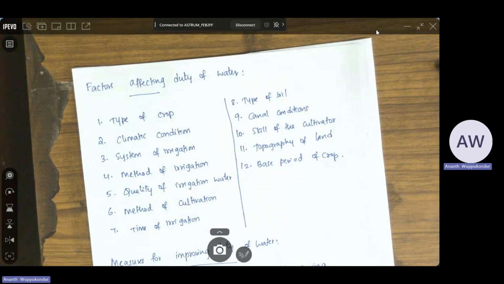The percolation of water can change with the type of soil. So that will impact the duty. Yes, so each canal system might have different types of losses.